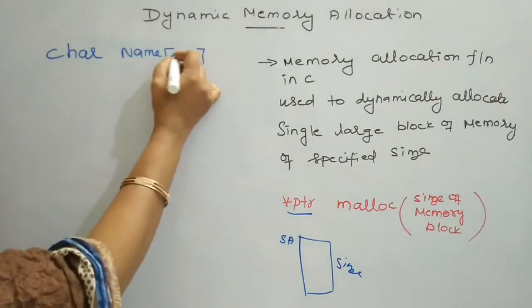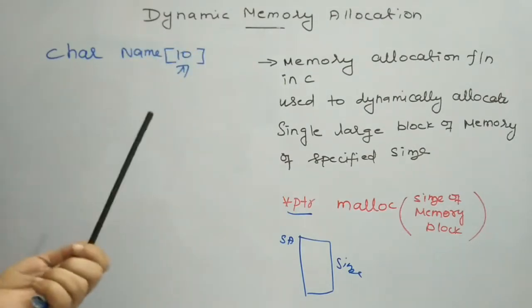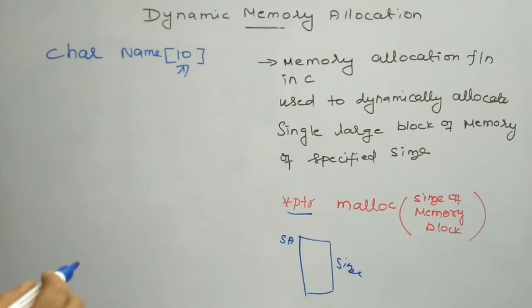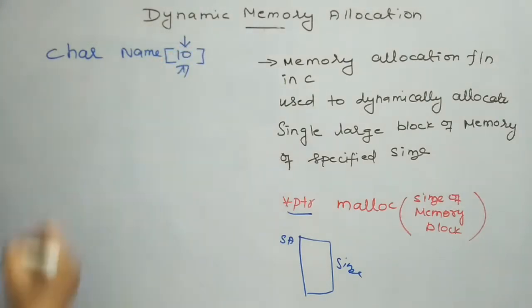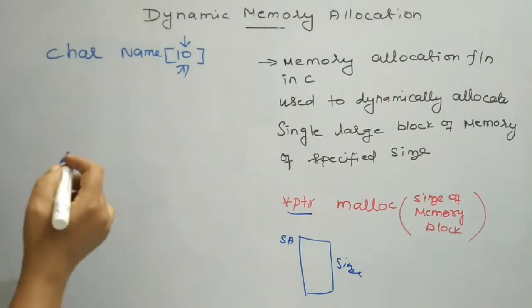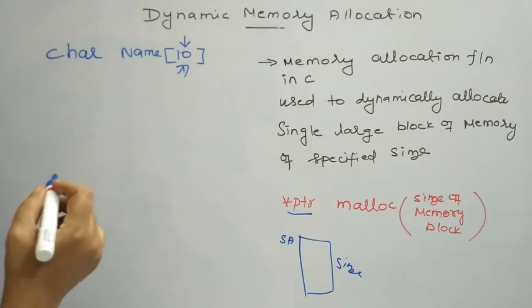During compile time, we need to specify the size of the array. In case I use dynamic memory allocation, I may be determining the size of the array during runtime, or execution time, of my program. So in that case, I can make use of dynamic memory allocation.